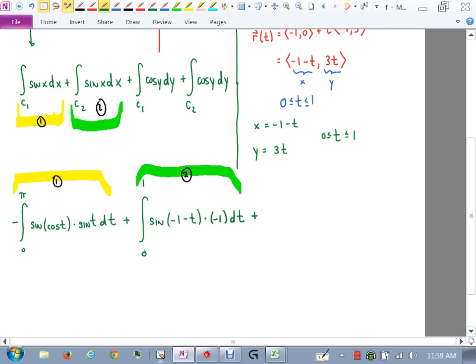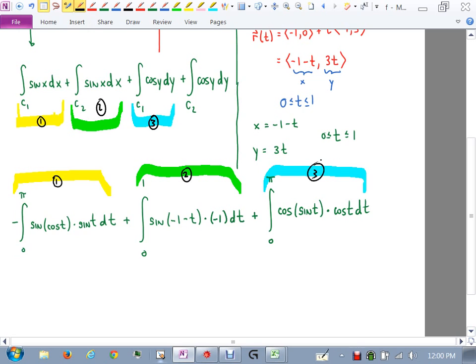Plus C1 cosine y dy. So on C1 we were what? 0 to pi. Cosine of y. What was y? What was the y parameter? It was sine t. And then what's dy? What's the derivative of that? Cosine t dt. This is our third one here. One more.